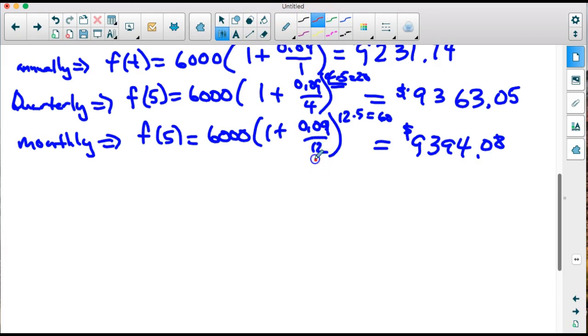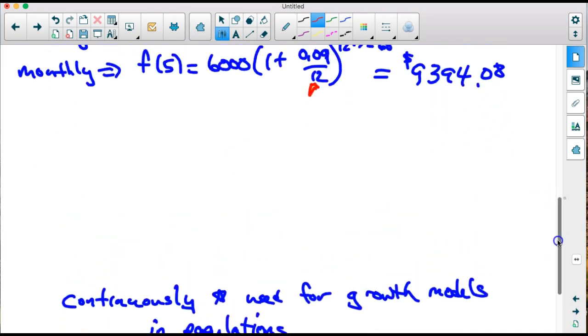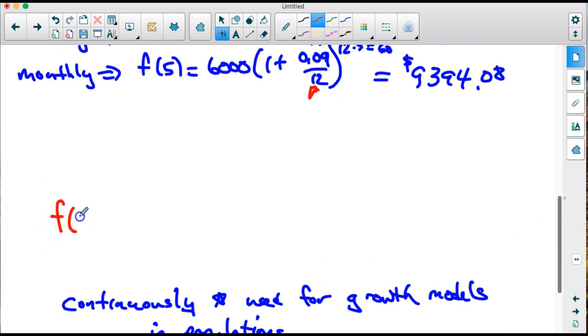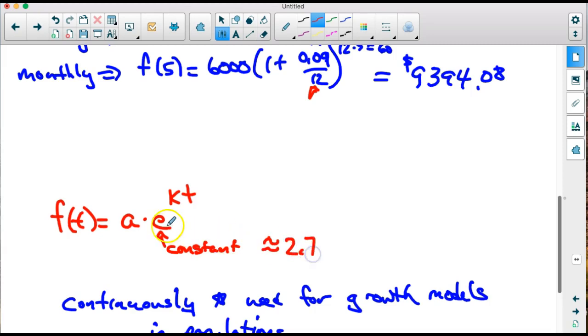Okay, this value right here gets very big, and so it's going to change to a constant number in actuality. So our continuous model is f of t equals a times e to the k times t. This e is going to be a constant. It's about 2.7. It's like pi. It has a decimal, but it goes infinitely on forever and ever.